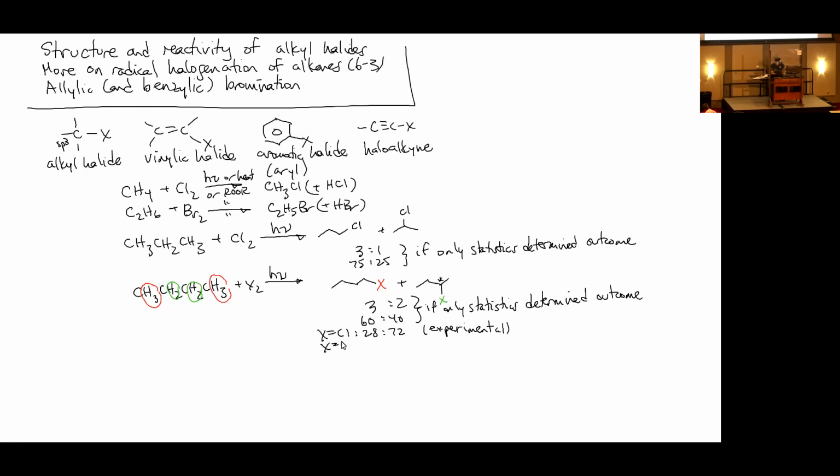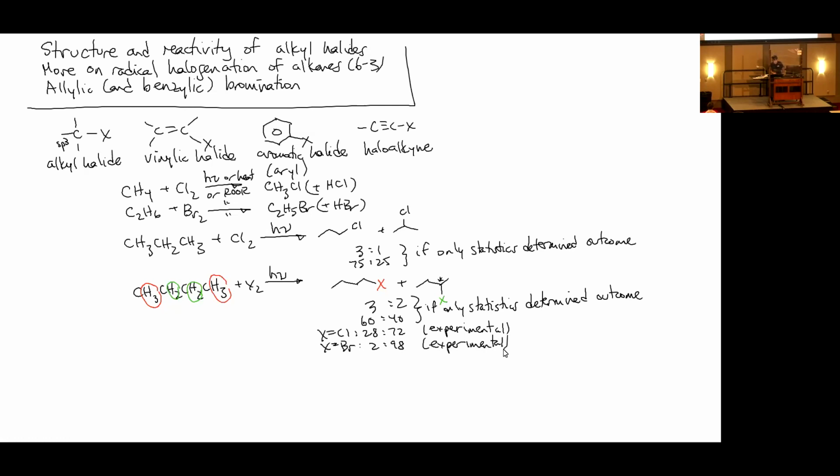With bromine, it's even more dramatic. And there are certain reasons for this. With bromine, I just want to make sure I'm doing this right. You have 2 to 98 of the 1-bromobutane to the 2-bromobutane. These are, again, the experimental results.